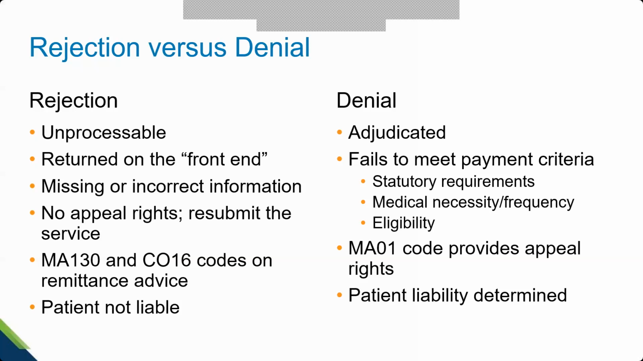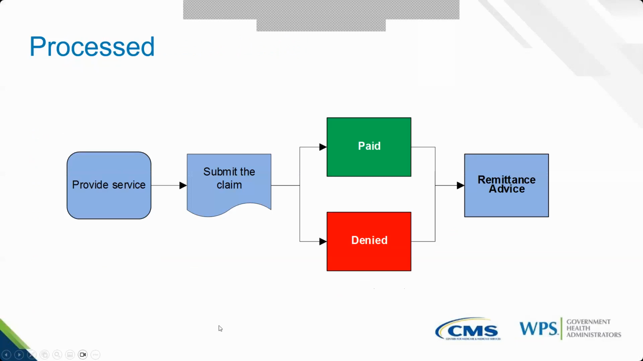For denied claims, you will find an MA01 on the remittance advice, and that code, that MA01, provides appeal rights. Now, with very few exceptions, denied claims do offer a Medicare provider the right to an appeal, but there are some exceptions. They are few. For denied services, the patient liability is determined.